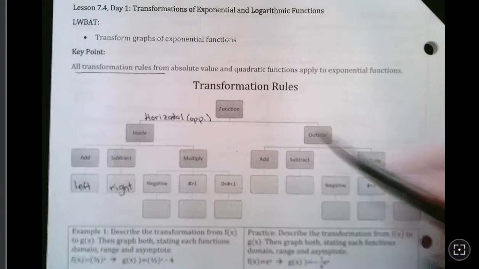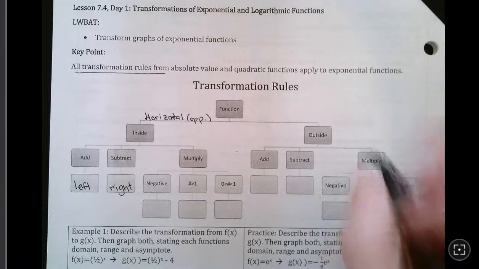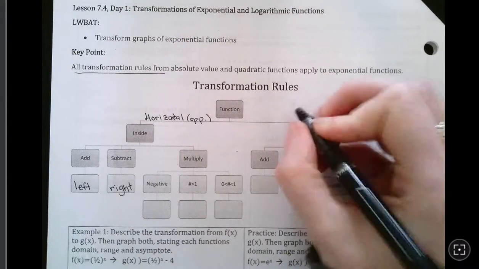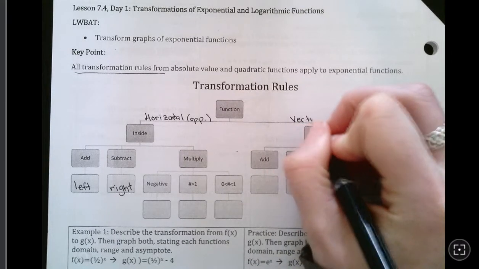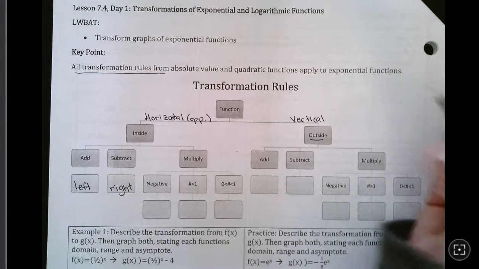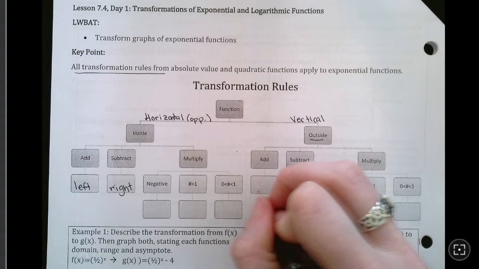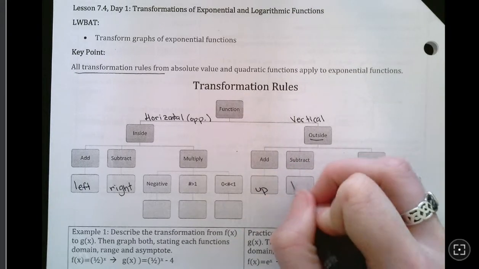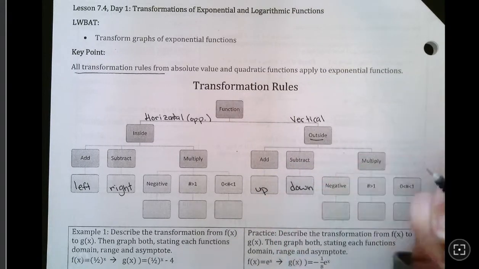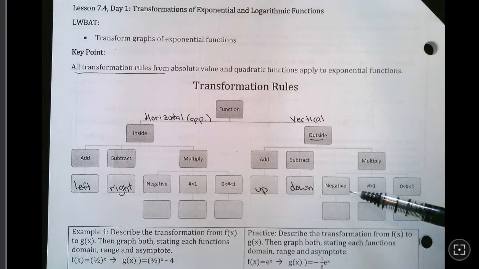Now if I look at adding and subtracting on the other side, well, this is on the outside now, so this would be a vertical effect. And these ones do what we expect them to. If I'm adding something, it's going to change vertical, that's going to move it up. If I'm subtracting it, that's going to move it down. So those are translations.